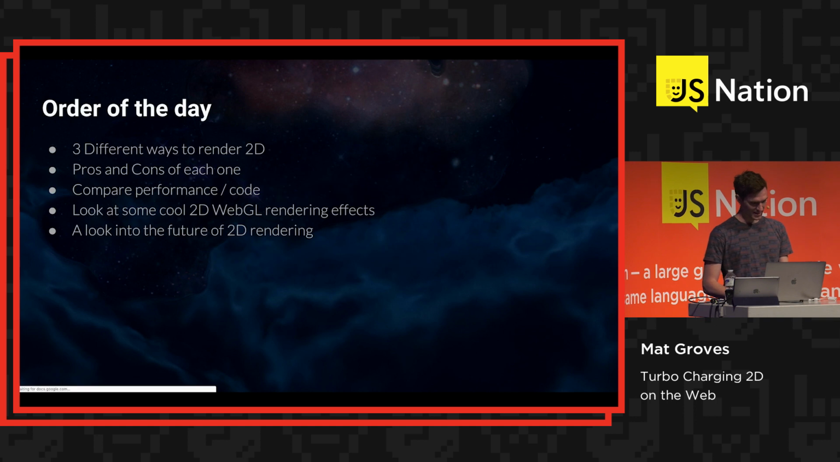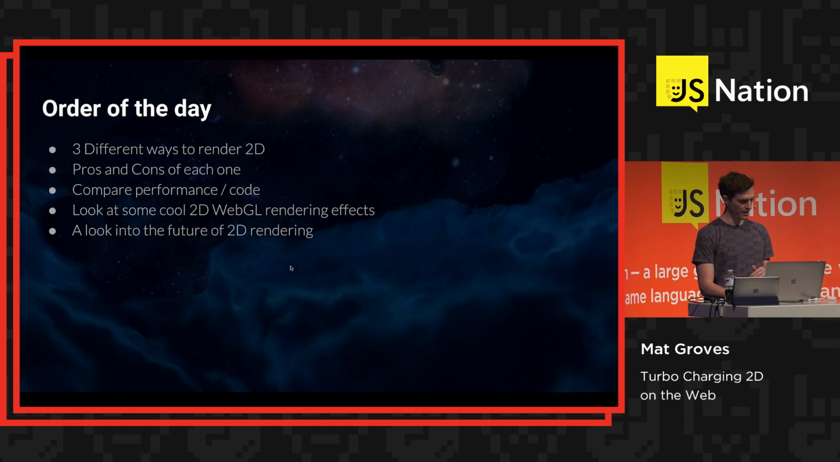So let's begin. What we're going to talk about today is the 3 different ways in which you can render 2D on the web. So we will talk about WebGL, but there's also the other ways, Canvas and HTML. We'll talk about the pros and cons of each one on a high level. Then we'll compare performance and the code to get the 3 different ways running. Then we'll look at some of the cool 2D WebGL effects you can do that you can't really do in HTML and Canvas. And after that, we'll look at a couple of the cool technologies that are going to be present with us soon that will make all this rendering stuff a lot easier and a lot more fun to do.